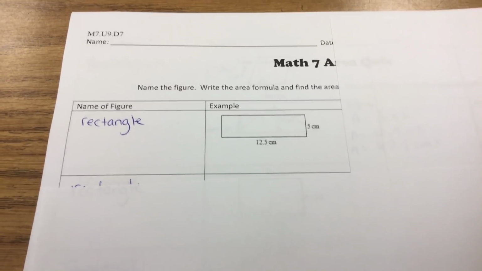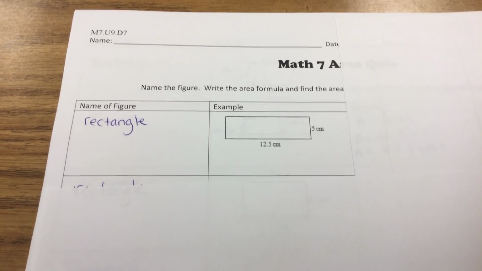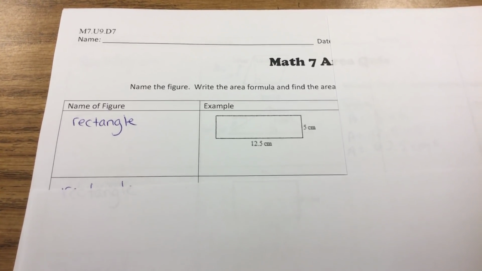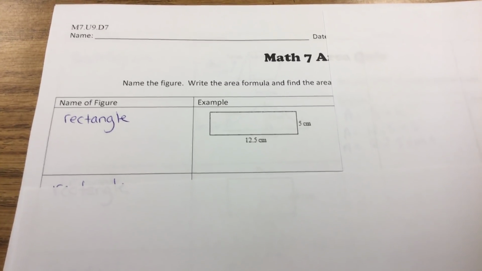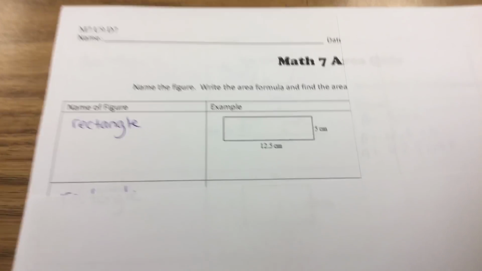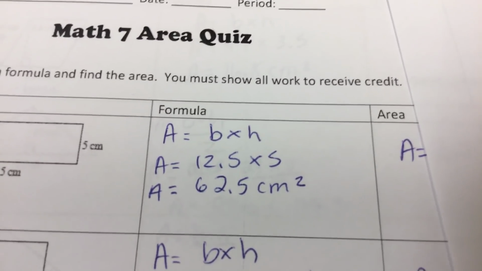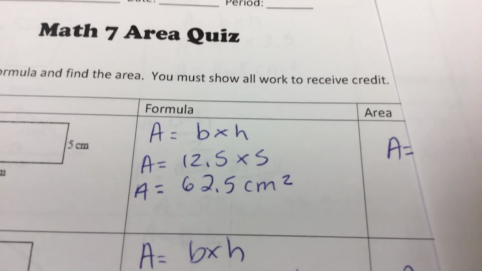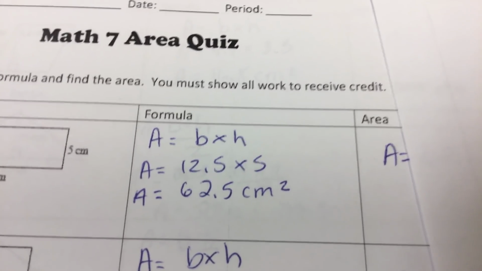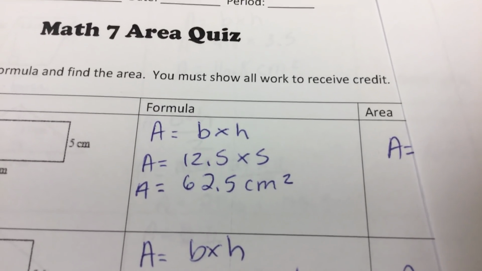The first shape that we see is a rectangle. I see that it has what we would have called in elementary school a length of 12.5 centimeters and a width of 5. In middle school, though, instead of using the words length times width, we're going to use the formula base times height. And here's why. We're going to call it height because we're going to add some shapes that do not have straight lines, and we don't want to use a line that is crooked.